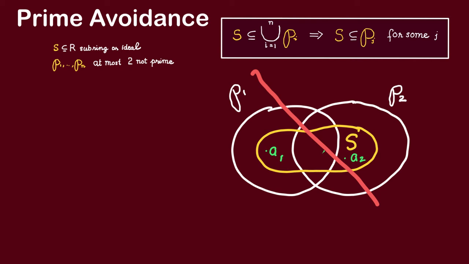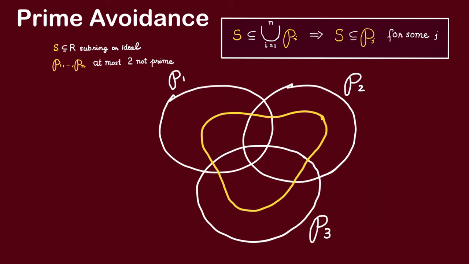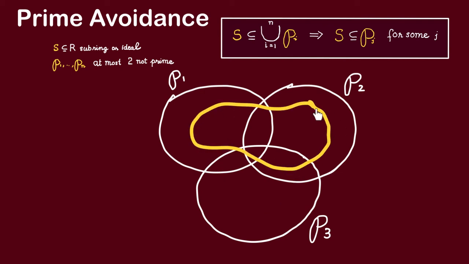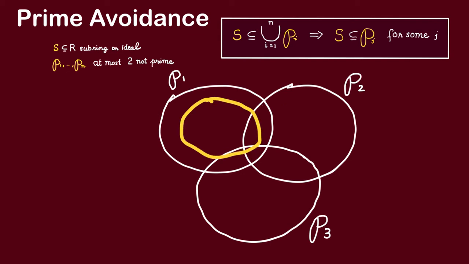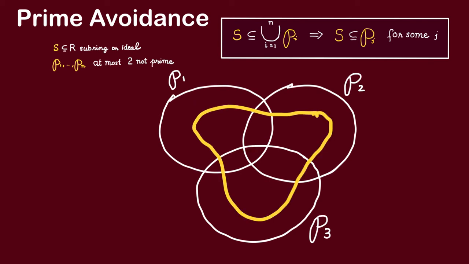Now we want to do the inductive step. To illustrate the inductive step, it suffices to just look at how we go from case n equal to 2 to n equal to 3. So let us assume that S is contained in the union of P1, P2, and P3. Now, if S is contained in the union of any two of these Pi, then by the previous case, we already know that S must lie inside one of the Pi. So let us therefore assume that S does not lie inside the union of any two of these Pi.